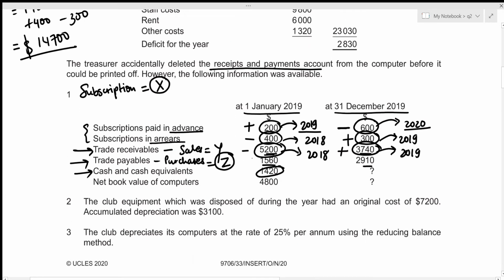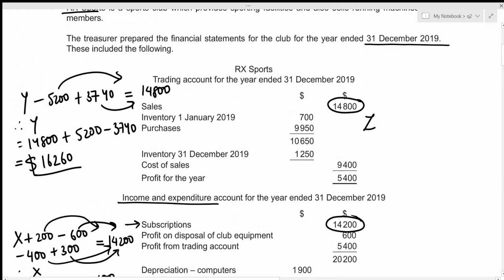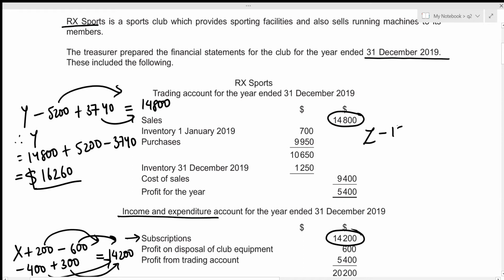So the opening trade payables is actually associated with the purchases made in last year, which is 2018. Whereas the closing trade payables is associated with the purchases made in this particular year, which is 2019. And since we're talking about our trading account, we only include the purchases made in this particular year of 2019, which means that this value of 1,560 should not be included, and this value of 2910 should be included. So let's subtract 1560 and add 2910. That's minus 1560 plus 2910, which gives the value of the purchases to be recorded in the trading account, which is given right here to be 9950.